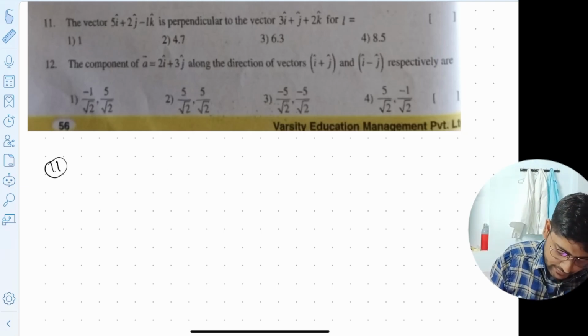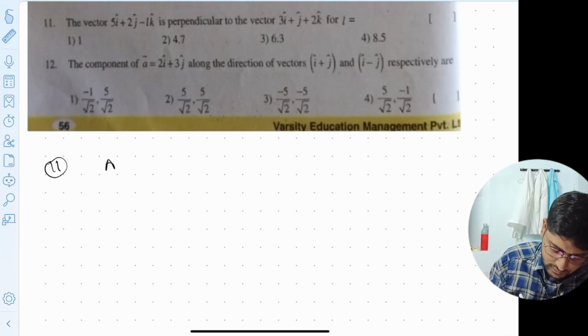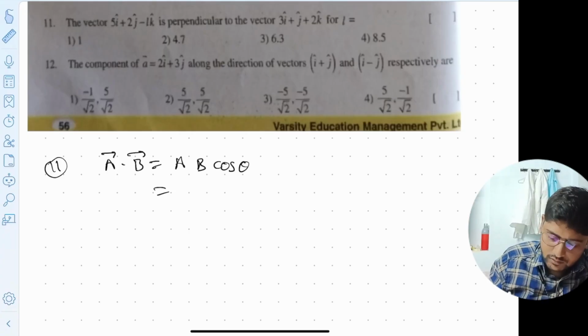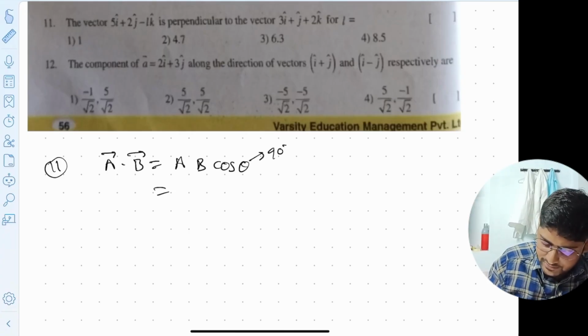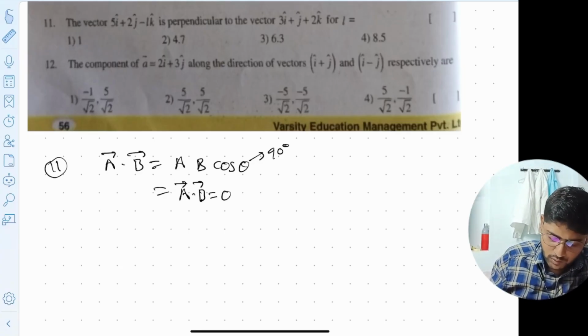Dot product of, suppose the first vector is a vector, then a dot the second vector b. A dot b equals magnitude of a, magnitude of b, into cos theta. Theta is given as perpendicular, 90 degrees, and cos 90 is 0, which means a dot b will be equal to 0. We know how to do the dot product.